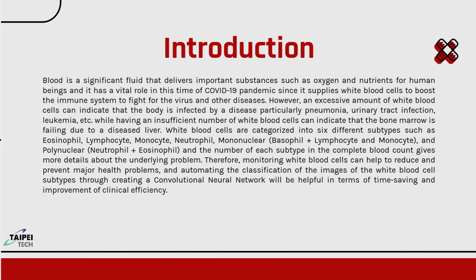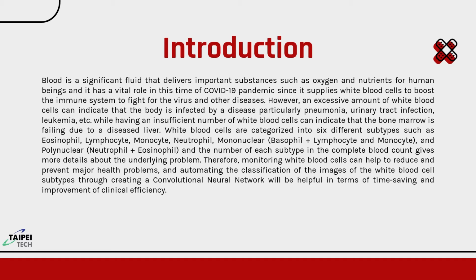Introduction. Blood is a significant fluid that delivers important substances such as oxygen and nutrients for human beings, and it has a vital role in this time of the COVID-19 pandemic since it supplies white blood cells to boost the immune system to fight the virus and other diseases. However, an excessive amount of white blood cells can indicate that the body is infected by a disease, particularly pneumonia, urinary tract infection, leukemia, etc., while having an insufficient number of white blood cells can indicate that the bone marrow is failing due to a diseased liver.